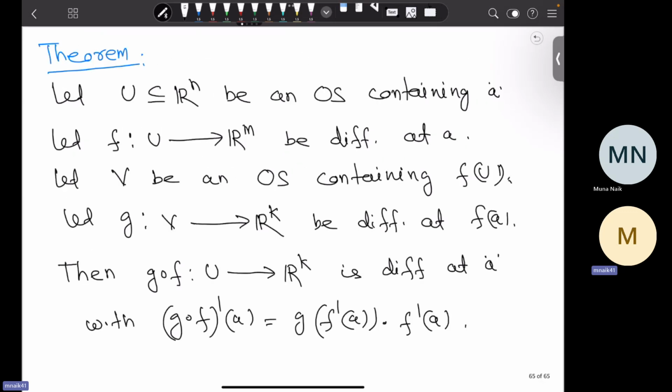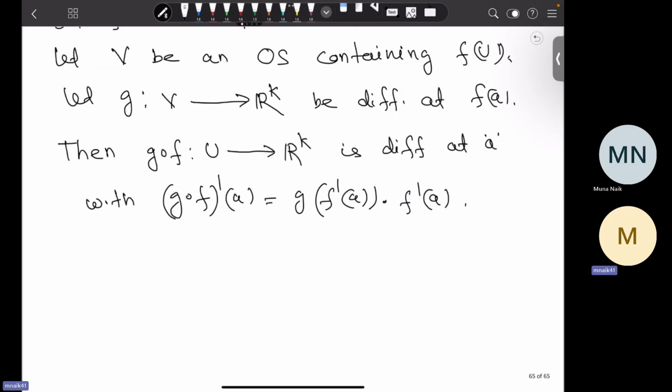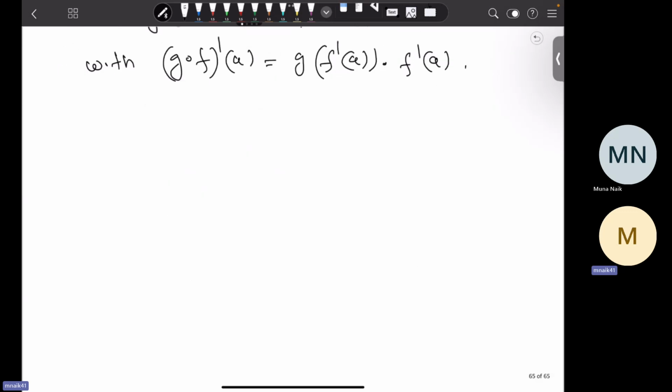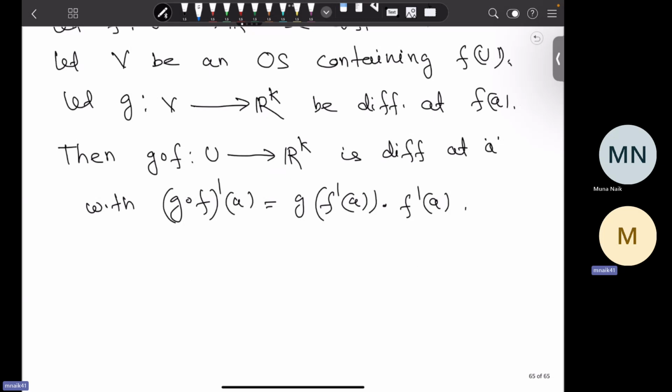So theorem: let U subset of Rn be an open set containing A, and let F be a function from U to Rm differentiable at A. Let B be an open set containing F of U, and let G be a function from B to Rk differentiable at F of A. Then G∘F from U to Rk is differentiable at A, with (G∘F)'(A) equal to G'(F(A)) composed with F'(A). Okay, so this is the thing. The proof is pretty simple.